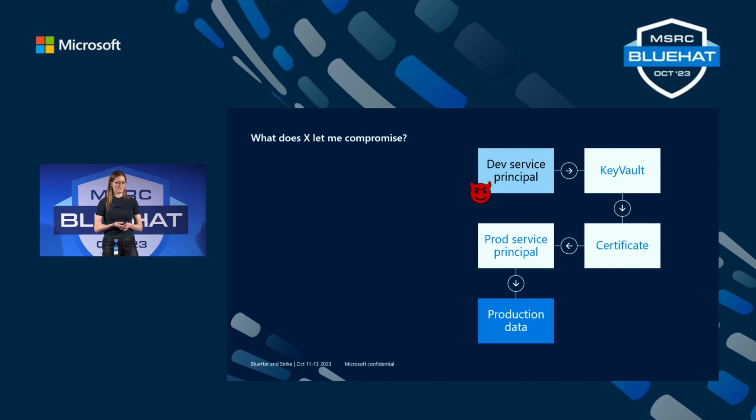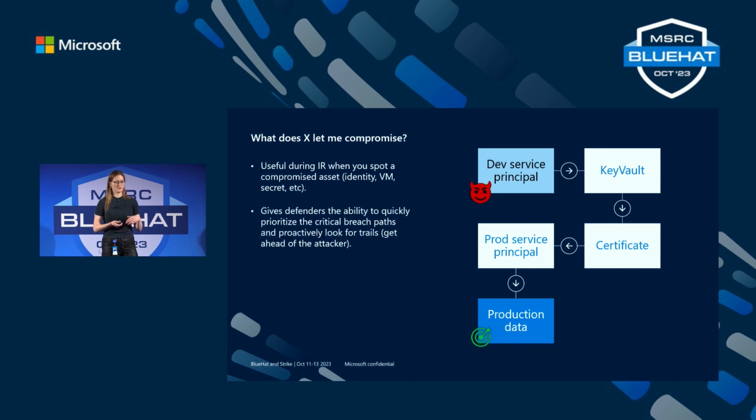Our software library allows us to quickly understand what that has access to, as well as what the critical paths are from that thing they've stolen. This is useful during incident response when you know something has been compromised. And then it also helps us understand, given that thing, what the critical paths are and which ones we should prioritize so we can start to get ahead of the attacker.